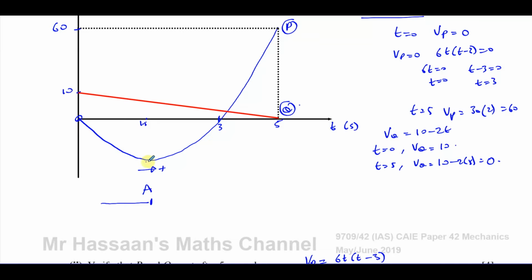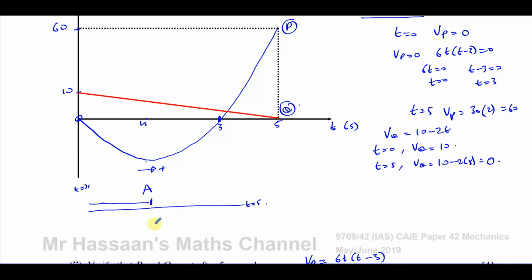But then the acceleration becomes 0, and it starts to become negative. It starts to decelerate until it comes to rest at 3 seconds. And then after 3 seconds, it's accelerating but changing direction, because the velocity now becomes positive. So now it's going in this direction, and it's going to end up after 5 seconds, let's say over there.